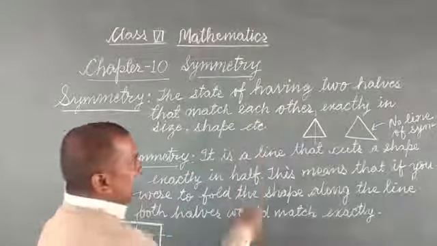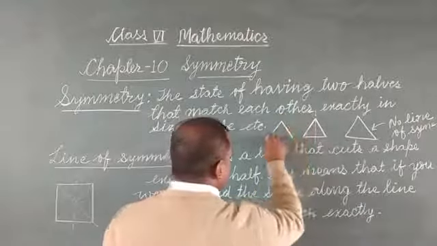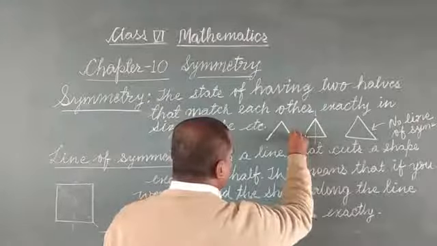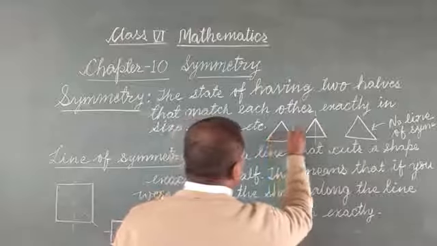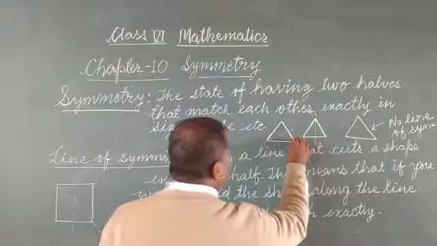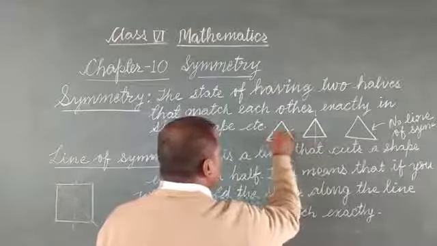In case of an equilateral triangle, you see here, as you know, all the sides are equal. So if you fold it along this side, this part exactly will be the half of this part.